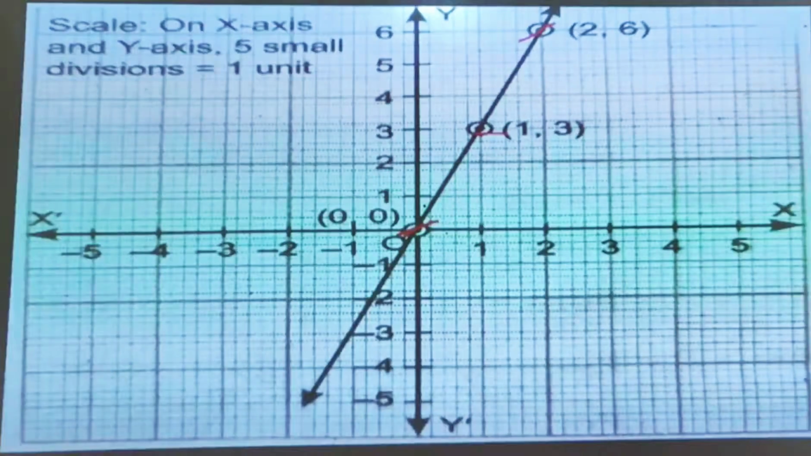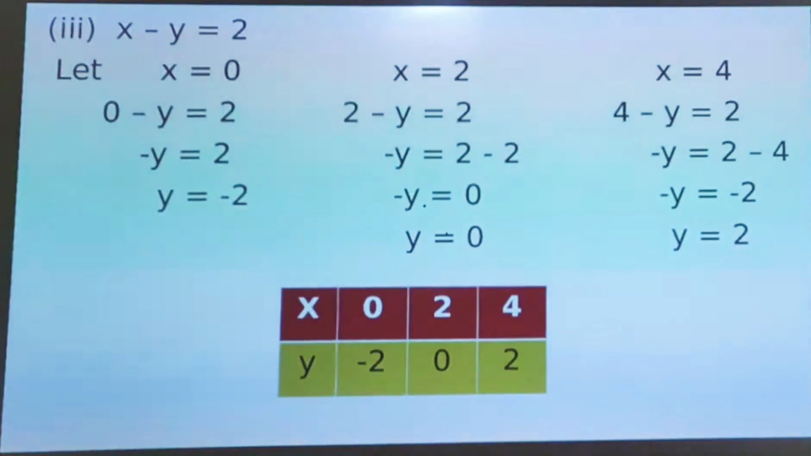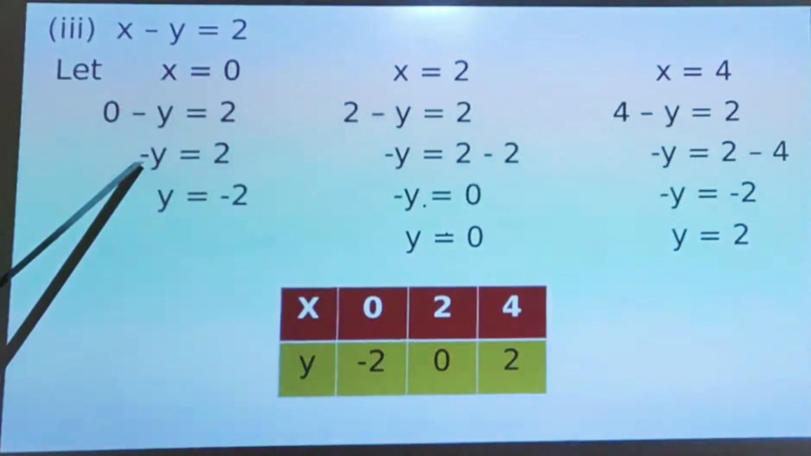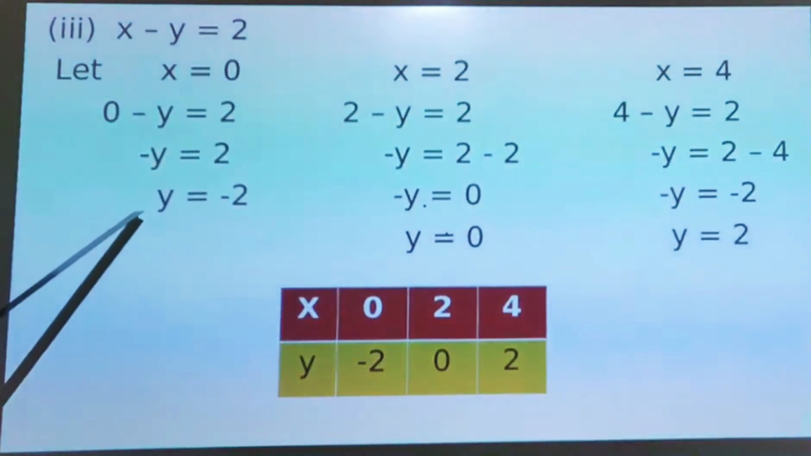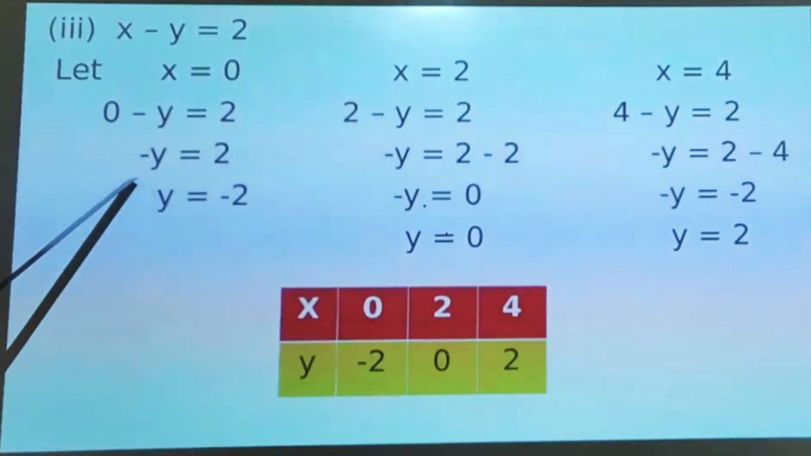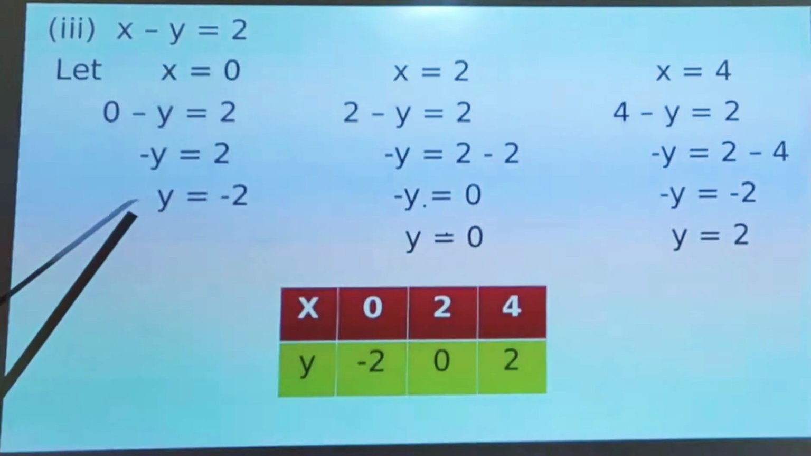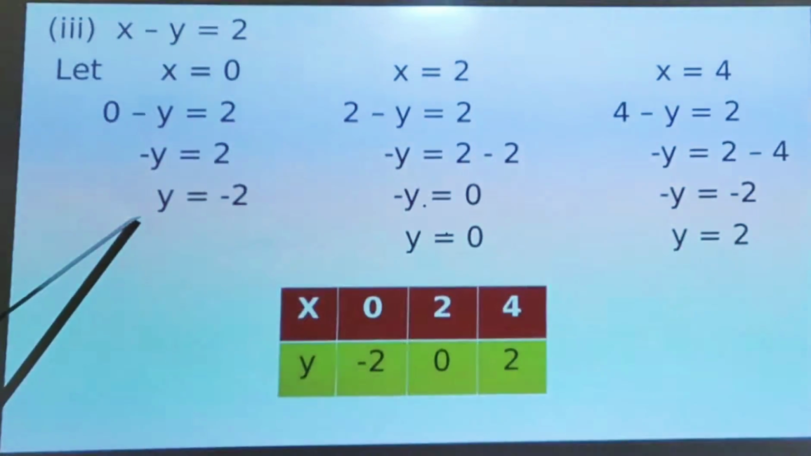Next, question number 3. The given linear equation is x minus y equal to 2. Let's take the value of x as 0. Putting the value of x as 0 in the equation, we get 0 minus y equal to 2. That is minus y equal to 2. Our variable cannot be negative, so we should transpose the sign, so y equal to minus 2.